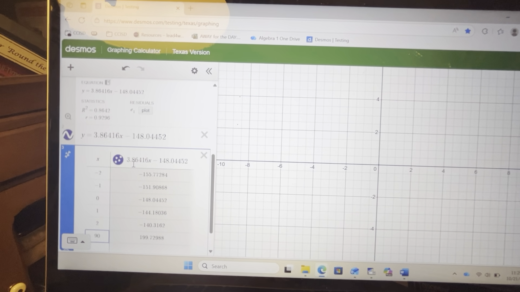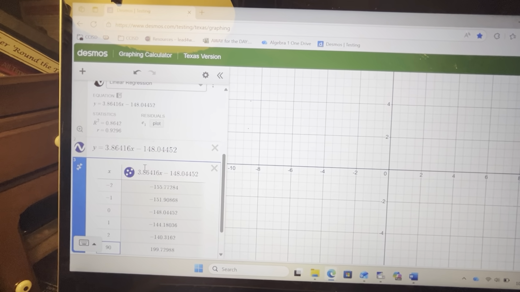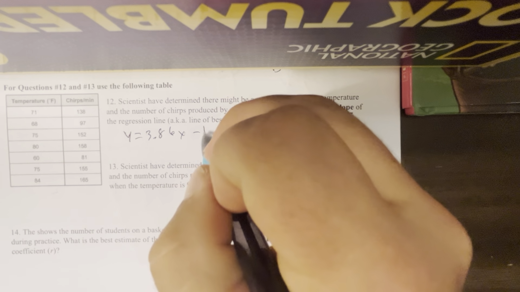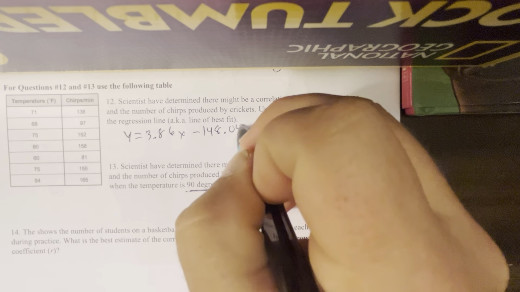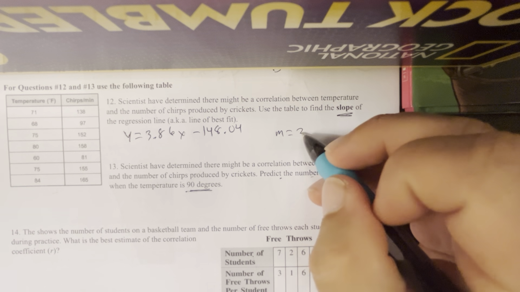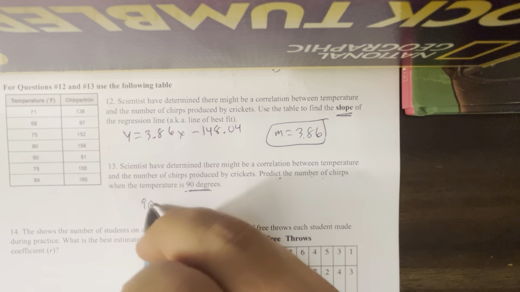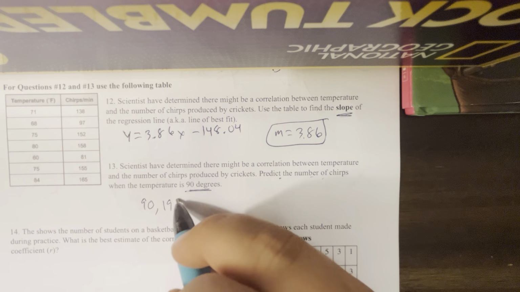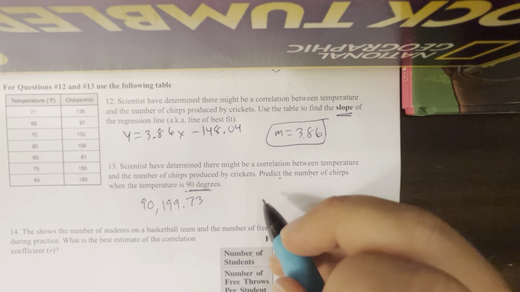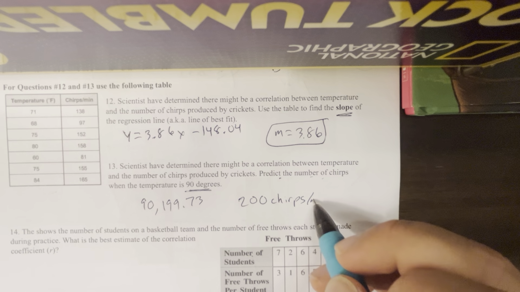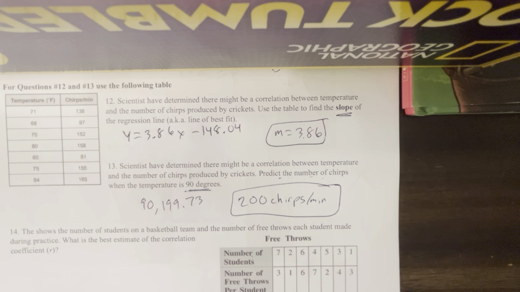All right, and so we're going to go ahead and transfer all of this to our paper. All right, so our equation was y equals 3.86x minus 148.04, and so the slope is 3.86. And then when we plugged in 90 into the table, we got that it was 199.73, which would be 200 chirps per minute. And that completes number 13.